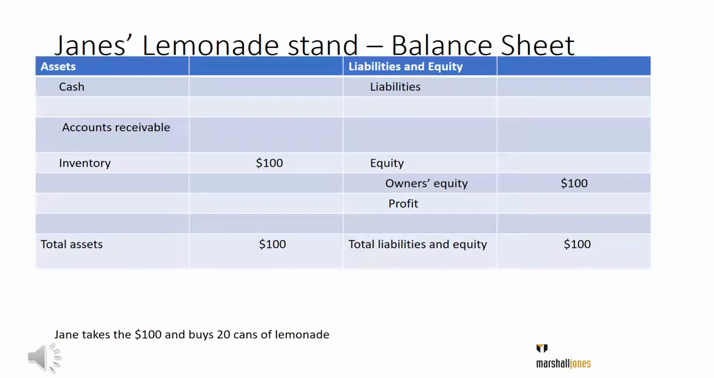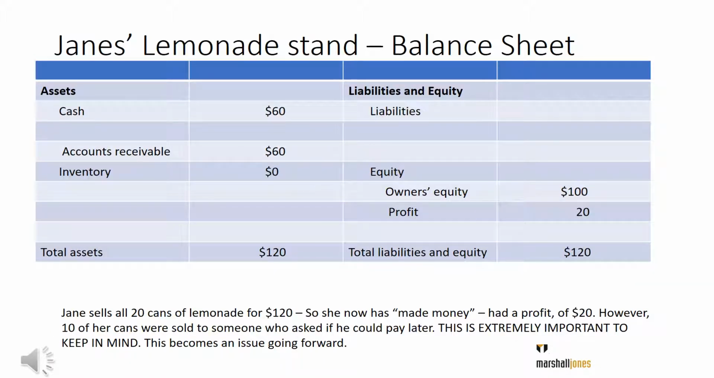Now we see the second balance sheet where the first business transaction has taken place. Remember the $100 that was in her business checking account. She's taken that $100 and she's bought inventory. So now we see how that is reflected, and still the total assets equal the total liabilities and equity. Note that she's buying these cans of lemonade for $5 a piece, and 20 times 5 is the $100.